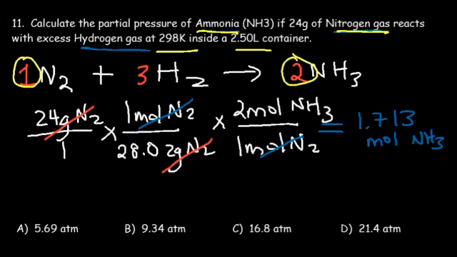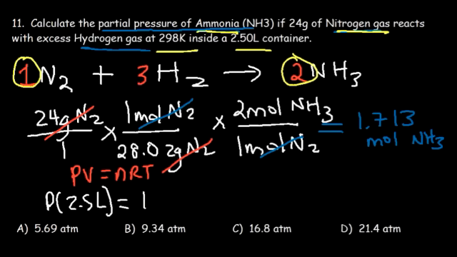So now that we have the moles of NH3, we can now find the partial pressure of NH3. So we have moles, temperature, volume. To find pressure, we need to use the ideal gas law, PV equals nRT. So the volume has to be in liters. It's 2.5. n is going to be 1.713. R is the gas constant, 0.08206. Whenever you use this gas constant, your volume has to be in liters. It can't be in milliliters. And your pressure has to be in atm. It can't be in torr or millimeters mercury. And the temperature has to be in Kelvin.